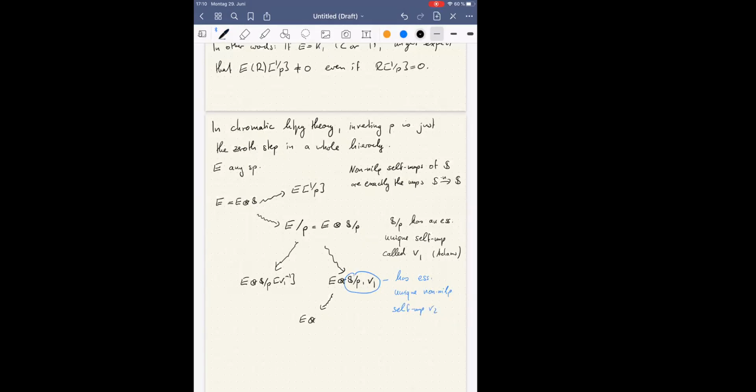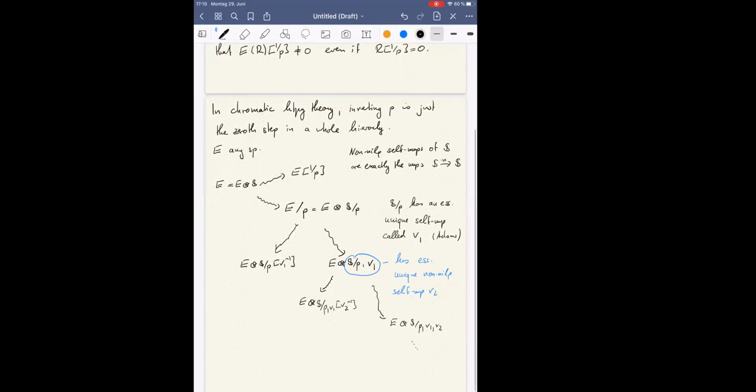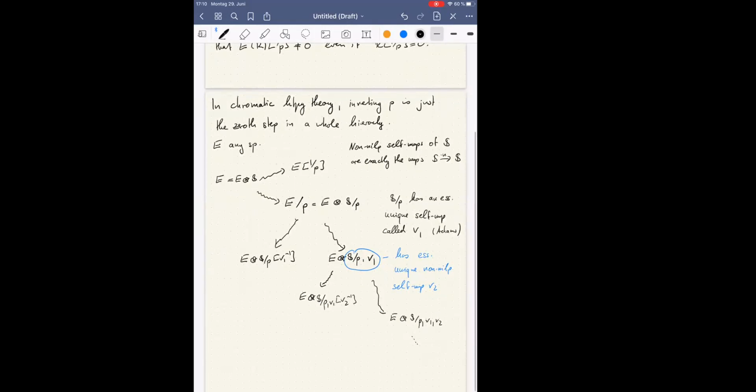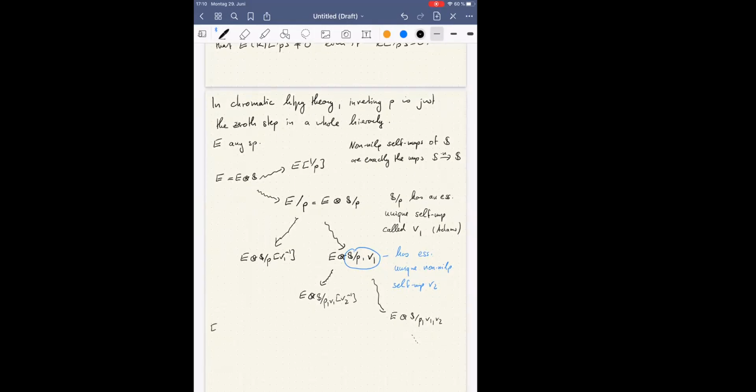So I can form mod P V1, V2 inverted, or I can quotient further. And this goes on like this. So this is that these non-nilpotent self-maps exist and are essentially unique for arbitrary n. So this goes on like this.